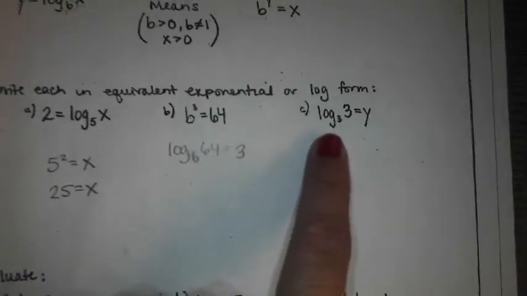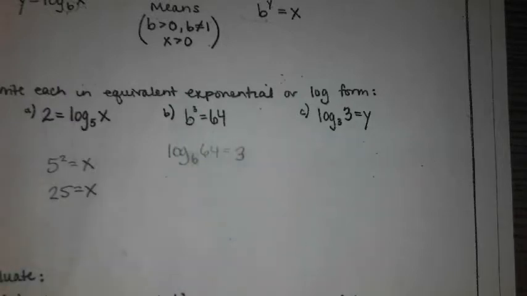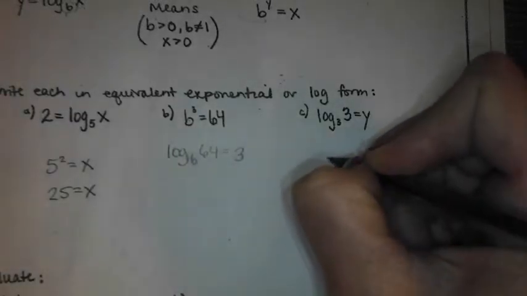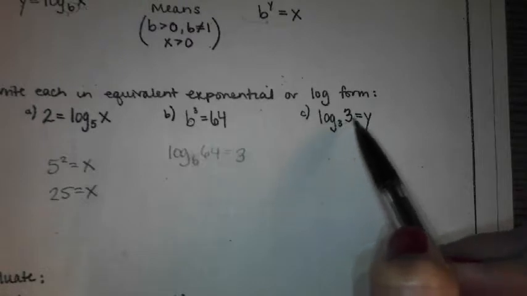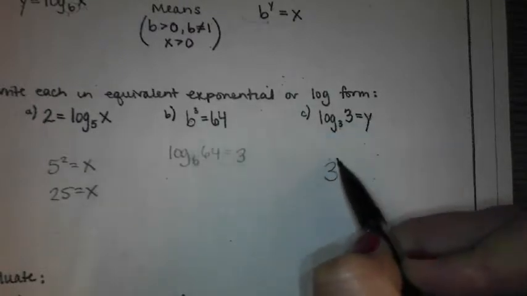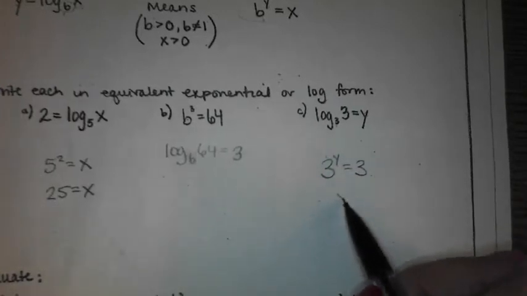And then the last one, C. It's the base raised to the other side equals the middle. What's the base? Okay, so it's the base, 3, raised to the other side. Correct. So we all can see here that y equals 1.